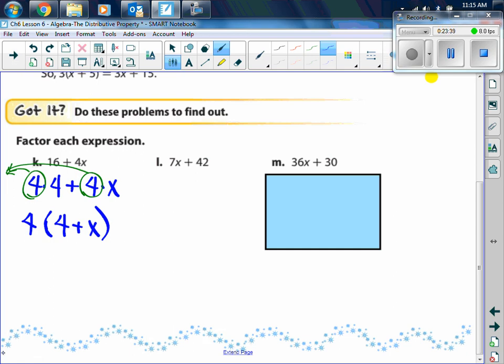Okay? Now, if you want to check that, you can always just distribute back in, and you should end up with what you started from. So here we've got 4 times 4, 16, plus 4 times x, which is 4x. So we ended up exactly where we started.